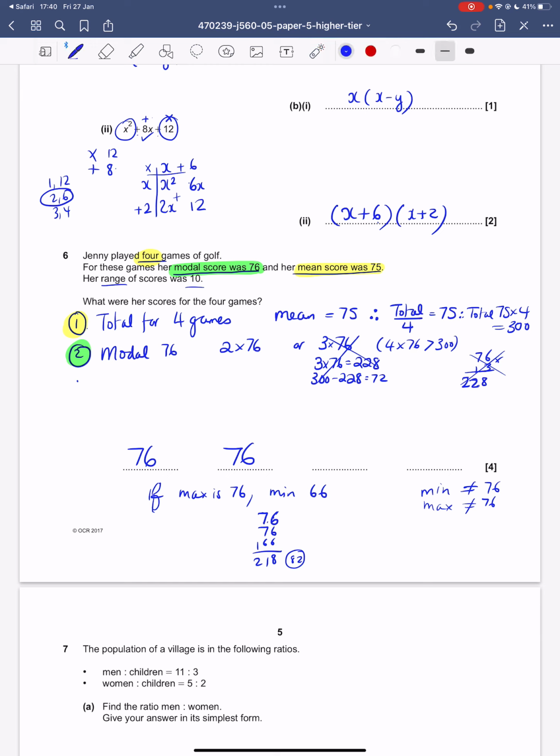Right, so 76 is in the middle. So then the highest plus the lowest is going to be 148. These two have to add up to 148 because these add up to 152. That makes 300. But because the range is 10, the highest take away the lowest has to be 10. So it's simultaneous equations now.